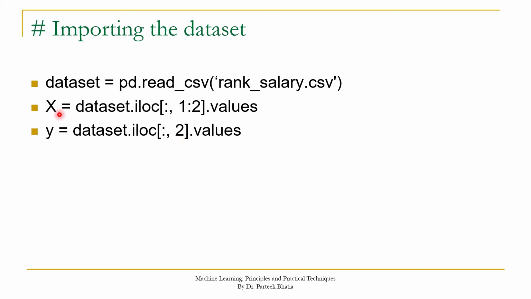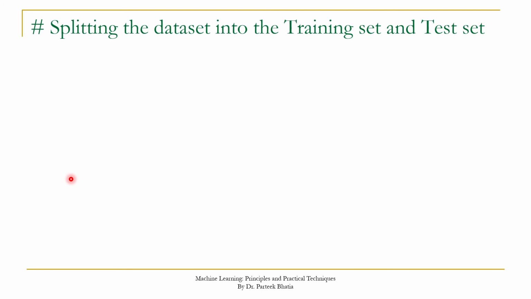So in this case we have X with the index value 1, and Y will carry the values of the column at index value 2. This statement will also have the same effect and it will have the column at index value 1 in X. After creating X and Y, the next step will be to split the dataset.